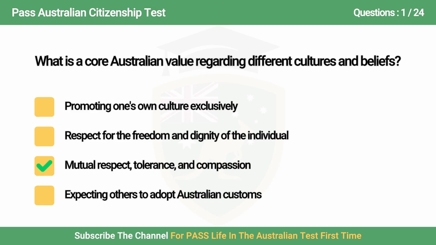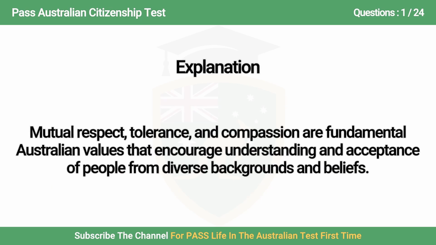Answer is C. Mutual respect, tolerance and compassion. Mutual respect, tolerance and compassion are fundamental Australian values that encourage understanding and acceptance of people from diverse backgrounds and beliefs.